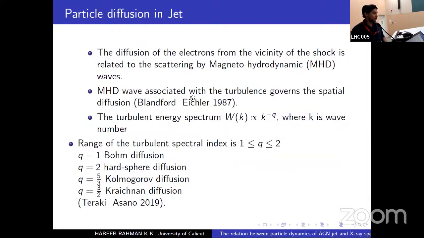And I also said that the turbulent spectrum and the MHD, magnetohydrodynamics, in the vicinity of the shock are related to the scattering process inside the acceleration region and between the acceleration and cooling region. So that is responsible for this diffusion process. And we have the turbulent energy spectrum W(k) proportional to k raised to minus q. For different q values, we will have different diffusion processes; q equal to 1 is Bohm diffusion.